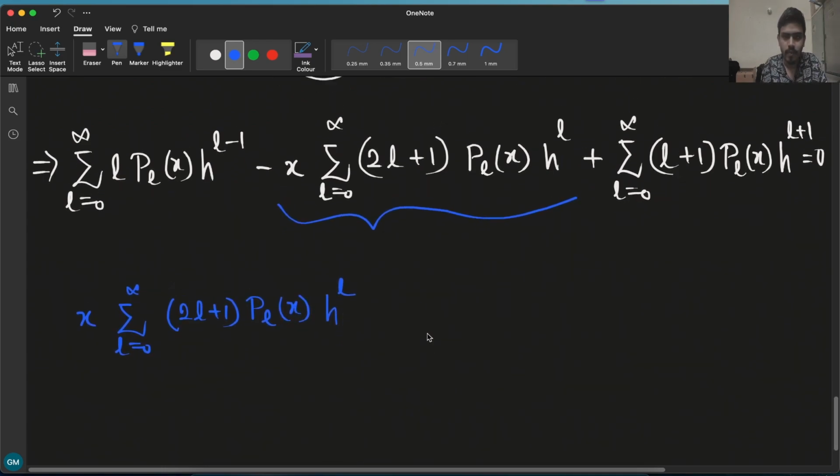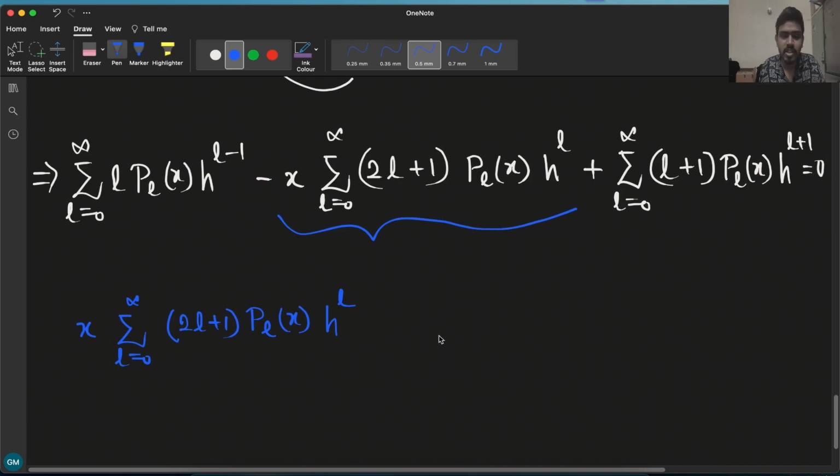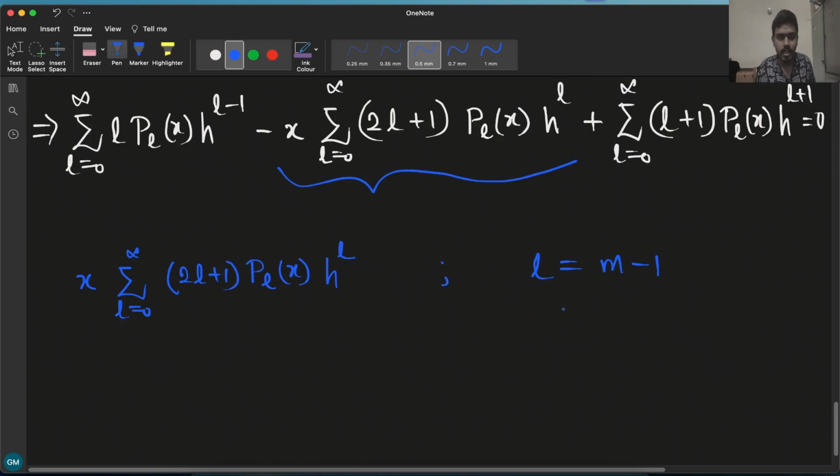Now I will do the index shifting in such a way that this h to the power l comes down to h to the power l minus 1. So what I will do is treat l as m minus 1. In that case, l starting from 0 means m equals 1, right? And l tends to infinity means m tends to infinity, right?